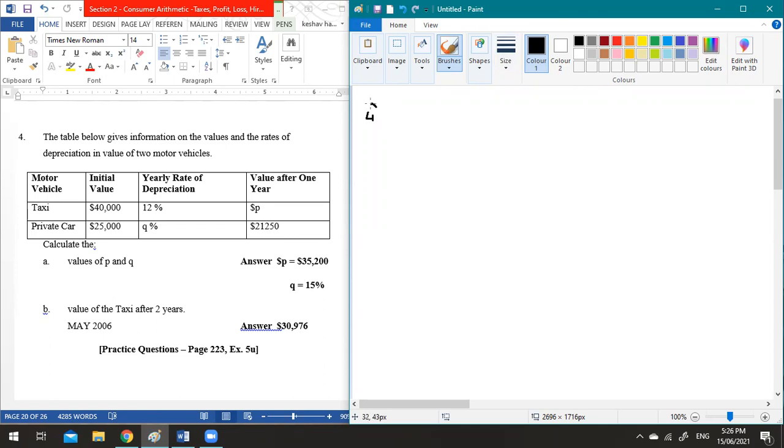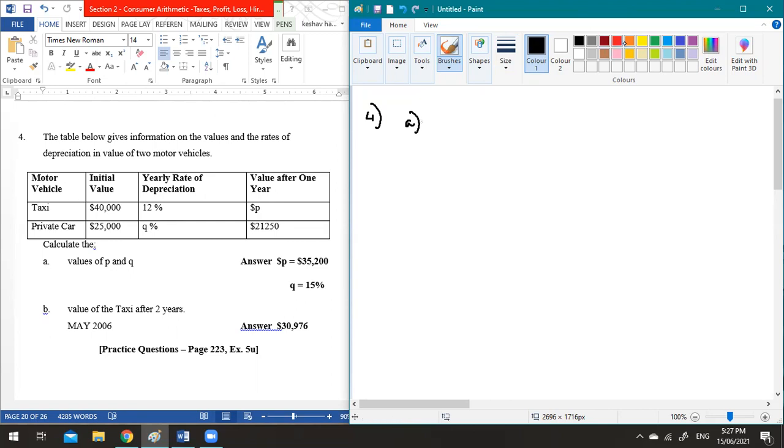Right, so example 4. The table below gives information on the values and the rates of depreciation in the value of 2 motor vehicles. Something wrong with the English there, but let's move forward. So the motor vehicle, one is a taxi, one is a private car. The initial value or the principal amount, one is 40,000, one is 25,000. They give you the rate of depreciation for the taxi, but not the private car. And they give you the value after 1 year for the private car, but not the taxi. So they want us to calculate the values of P and Q.